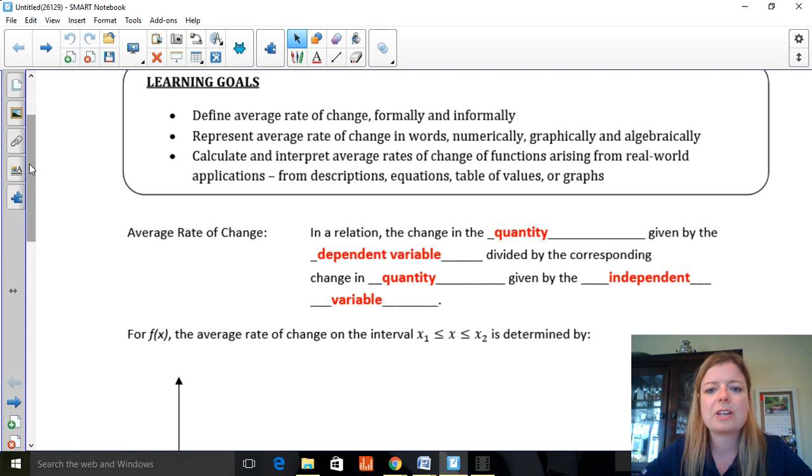So the formal definition I have written there is there for you. In a relation, the change in the quantity given by the dependent variable divided by the corresponding change in quantity given by the independent variable.